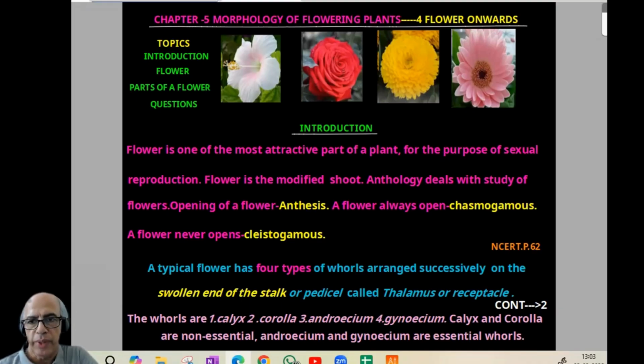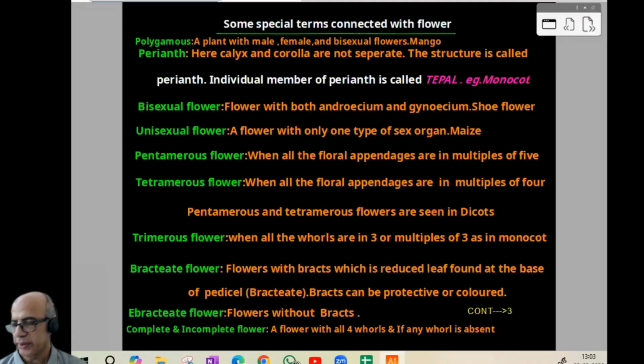A typical flower has 4 types of whorls arranged successively on the swollen end of the stalk or pedicel called thalamus or receptacle. The 4 whorls are calyx, corolla, androecium, and gynoecium. While calyx and corolla are non-essential, androecium and gynoecium, the innermost 2 whorls, are essential for the next generation. I think the first page is clear to all of you, so we can proceed to the second page.